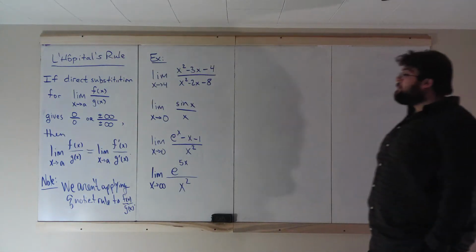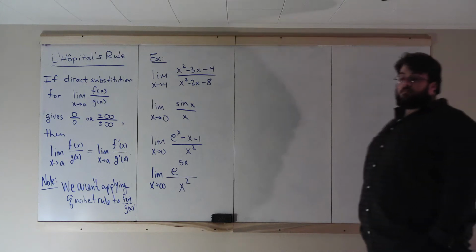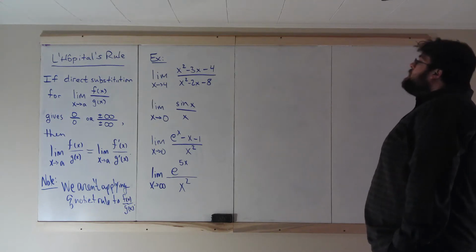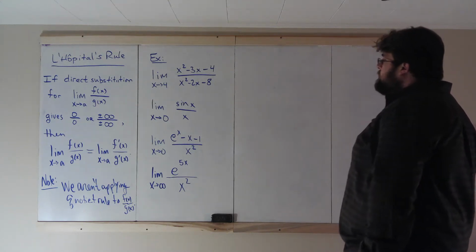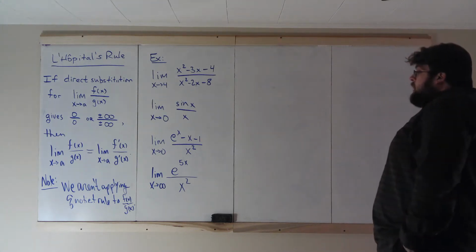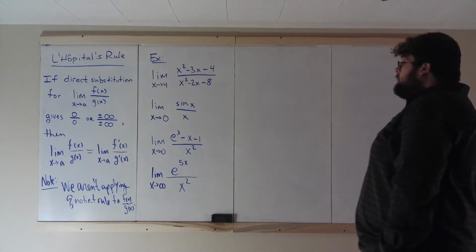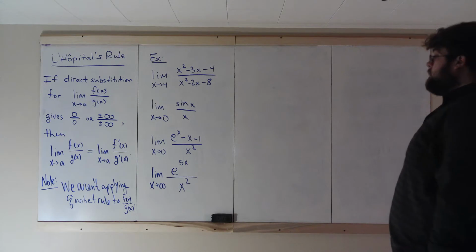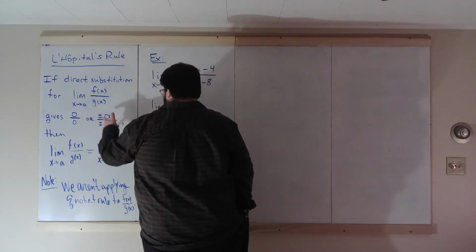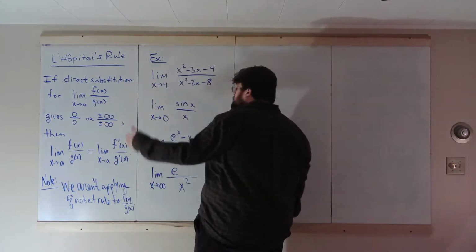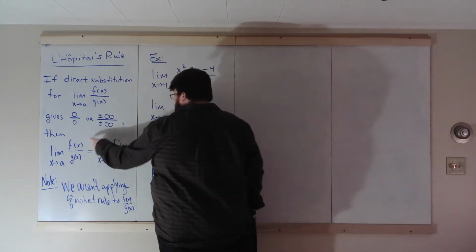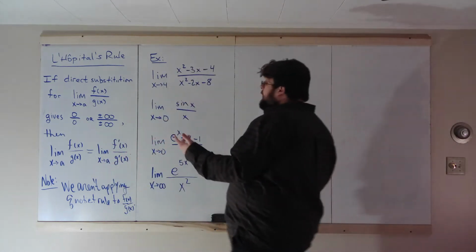This rule is used to find limits. We've been doing derivatives for a while, but it shows that we can use derivatives to find some limits. The statement: if direct substitution for the limit as x approaches a of f over g gives 0 over 0 or infinity over infinity, with whatever infinity signs you want, then the limit as x approaches a of f over g equals the limit as x approaches a of f prime over g prime. So if direct substitution gives you that, then you can use this rule, which says that the limit you want equals this new limit, where you take the derivative of the top over the derivative of the bottom.